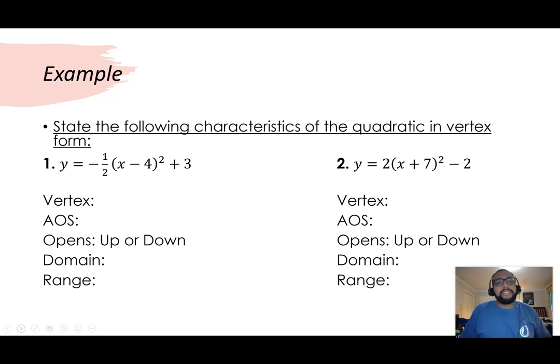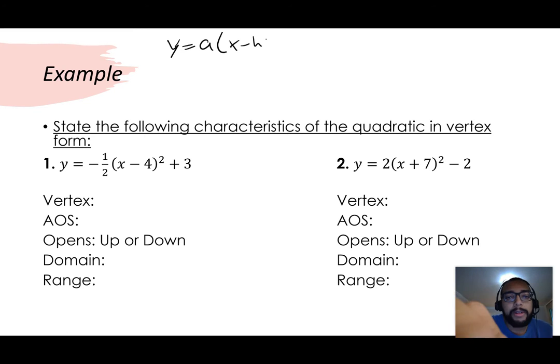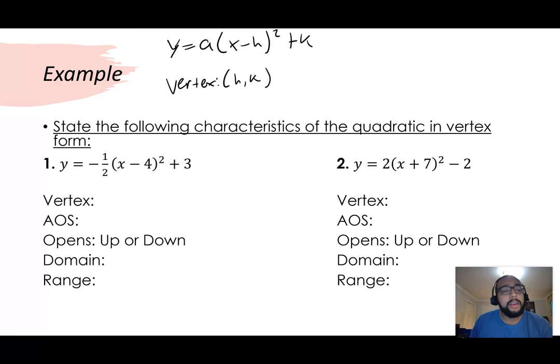But we're just going to state the characteristics of these quadratics. Notice they're in vertex form. I'll put vertex form up here in case you need it: y equals a(x minus h) squared plus k, and then vertex h comma k. Perfect. So the vertex here, remember, is the opposite of h comma k.